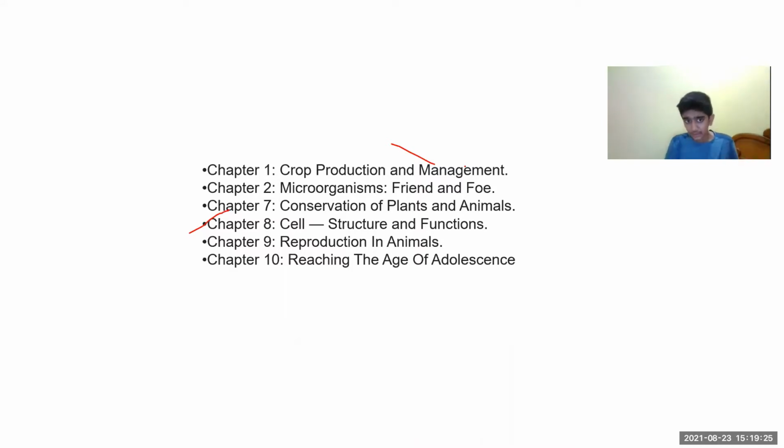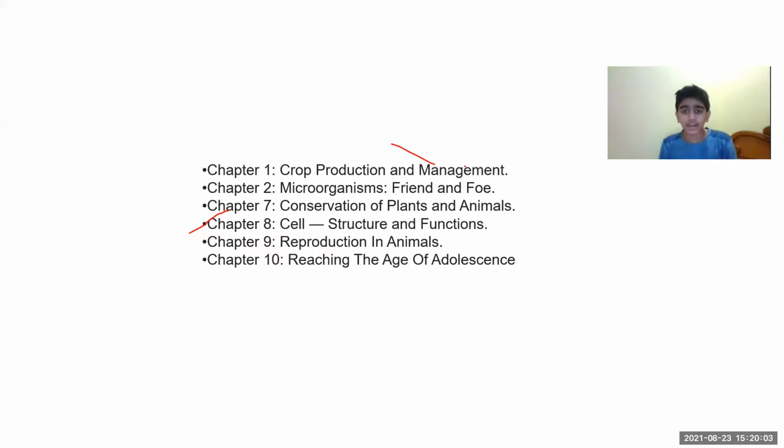If we had started with chapter 2, we would have met a few terminologies like unicellular and multicellular, but we don't know what these are. Once we know that these are made up of cells, we become more curious to know what cells are, isn't it? And we would have to wait for the teacher to explain the chapter. Rather than this, we can simply start with the cell structure and functions chapter and then move on with other chapters, could be microorganisms, then conservation of plants and animals, crop production, and then reproduction and reaching the age of adolescence, all the chapters.